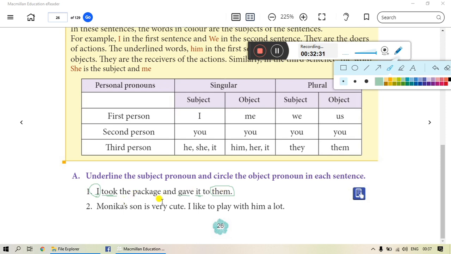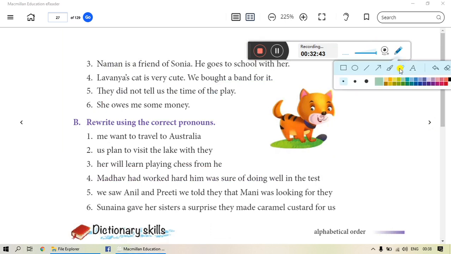Monica's son is very cute. I like to play with him a lot. So you'll do the rest of the part yourself. Okay, so you'll do this also on your own because we are done with pronoun.